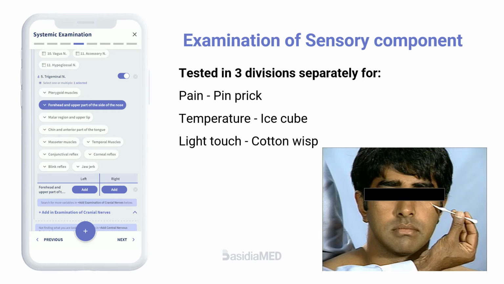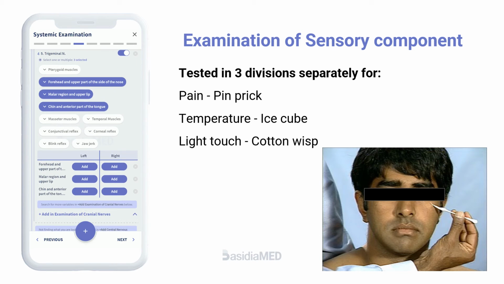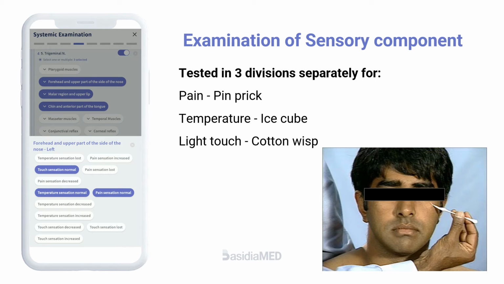The sensory function is tested in all the 3 divisions separately, comparing both sides. Pain, temperature, and light touch are tested using a pin prick, ice cube, and cotton wisp, respectively. The patient's eyes should be shut.